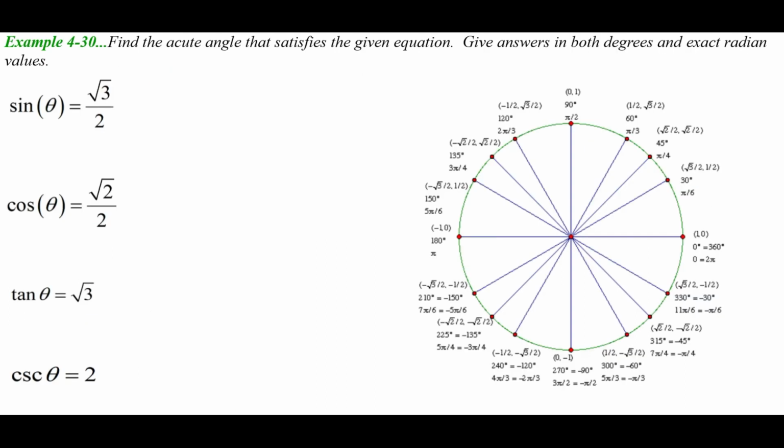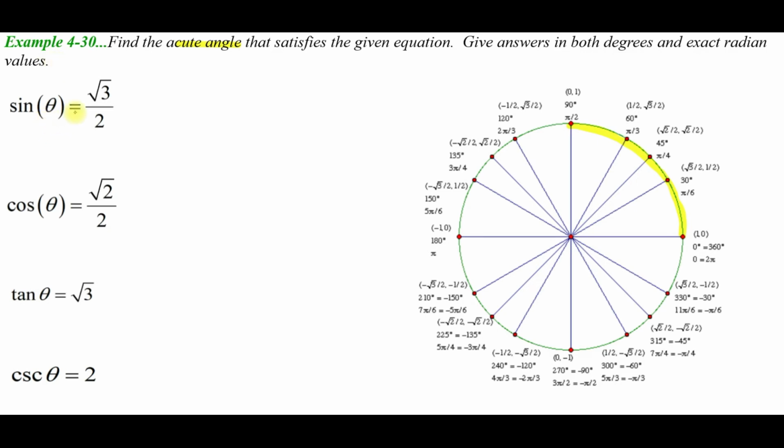All right, finally the last thing is that we're going to go backwards just a little bit here. This says find the acute angle. Remember, an acute angle is between 0 and 90 degrees, or 0 and pi over 2. That means we're only working in this quadrant right here, so we're only dealing with these points. We want to find the angle in both degrees and radians to solve this equation.